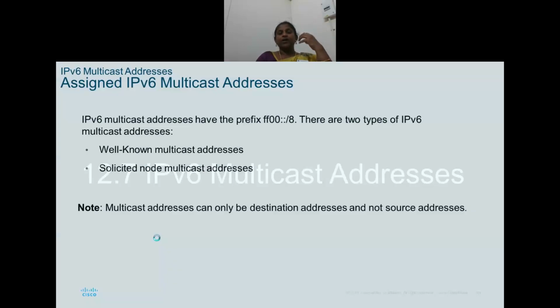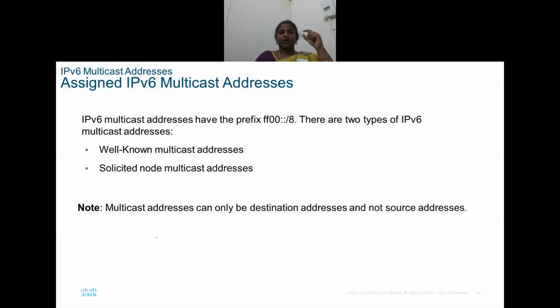What about the multicast address? There are two types of multicast address: one is well-known multicast address and the other is solicited node multicast address. Multicast can only be a destination address, because I'm sending to many. All those devices belong to a single group which will have one multicast address.